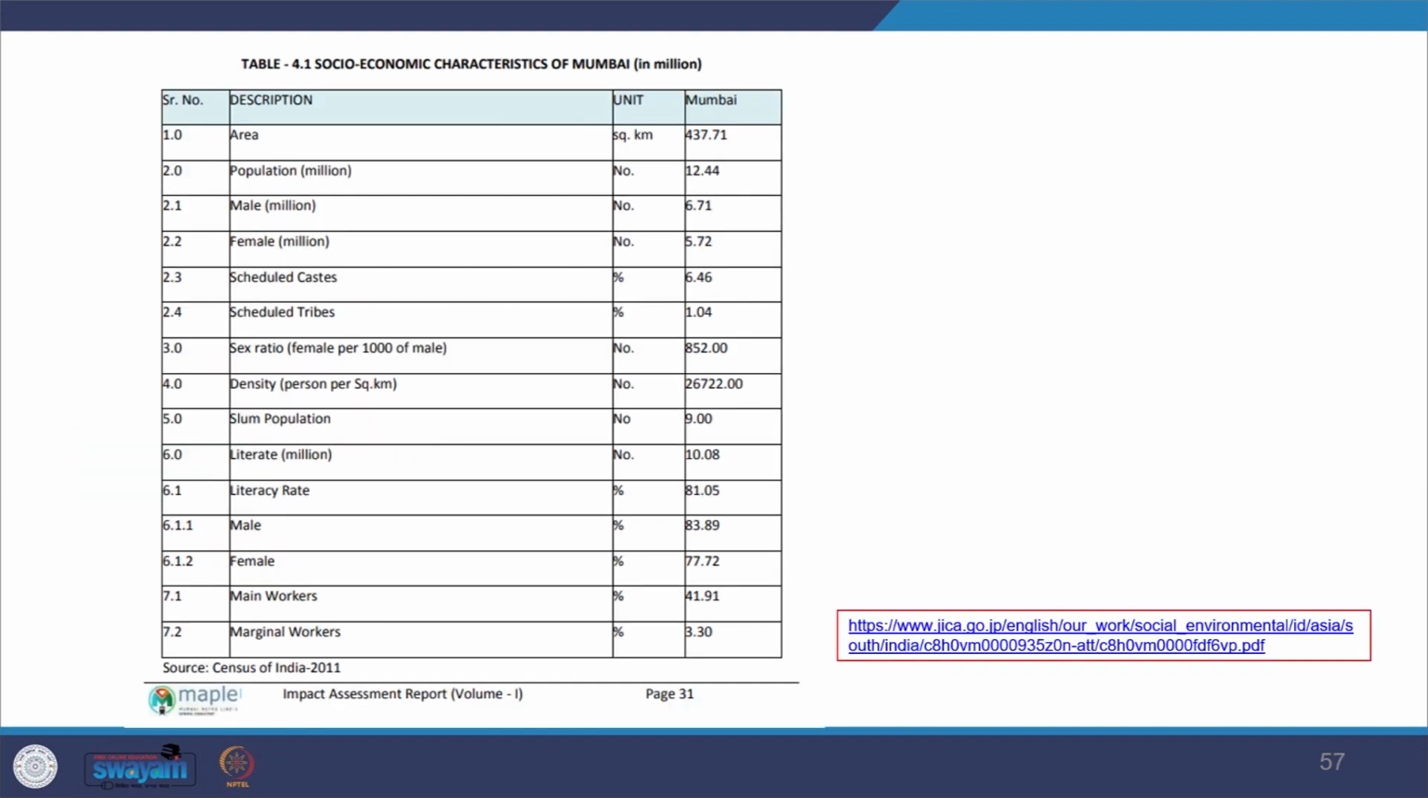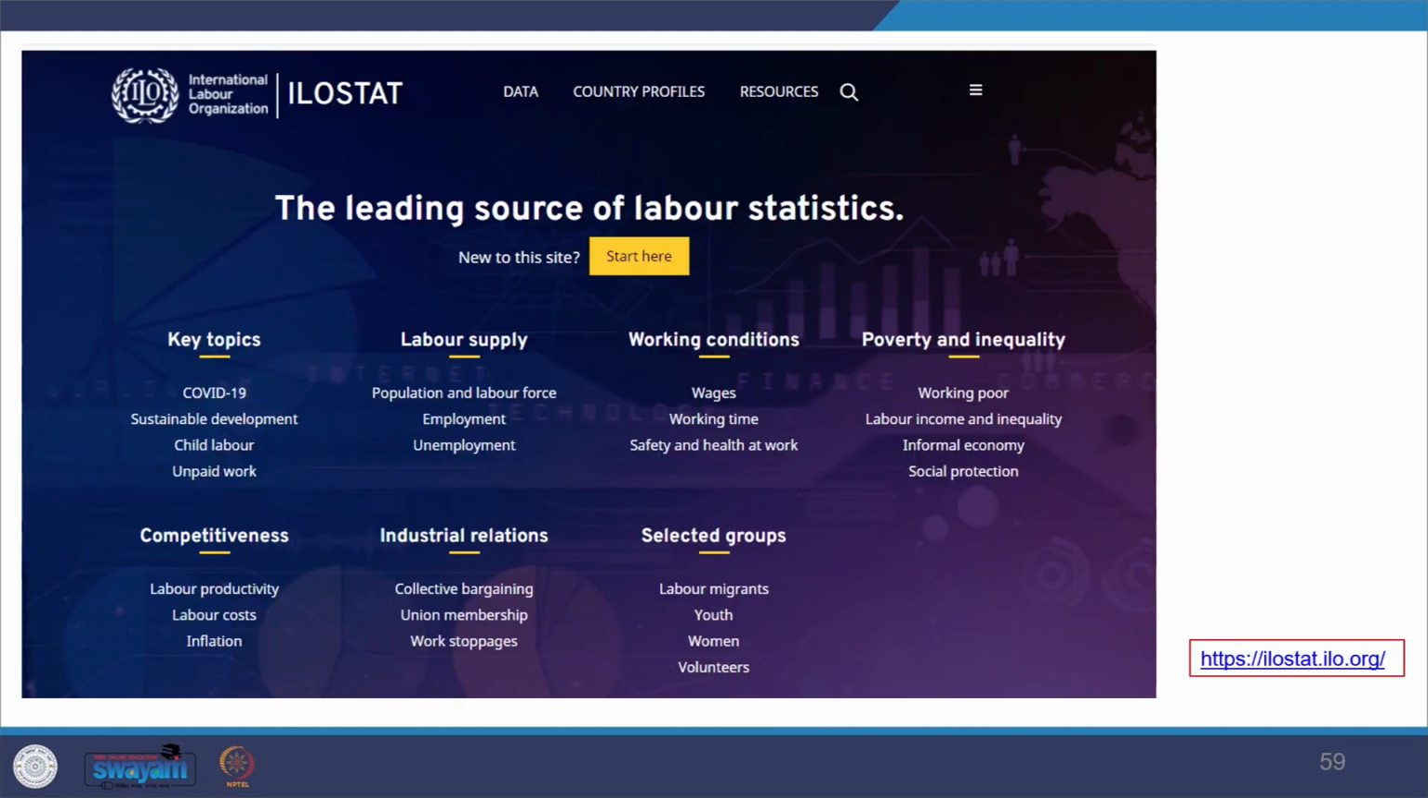Here you can see, again from the Mumbai case, how they have explored the socioeconomic characteristics of Mumbai, like looking at the area, population, male, female, scheduled caste, scheduled tribes. And then their source of data is Census of India 2011, from which they have created this profile of the characteristics of the host environment.